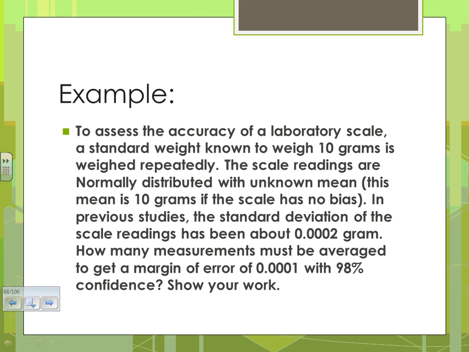Okay, to assess the accuracy of a laboratory scale, a standard weight known to weigh 10 grams is weighed repeatedly. The scale readings are normally distributed with an unknown mean. This mean is 10 grams if the scale has no bias. In previous studies, the standard deviation has been about 0.002 grams. How many measurements must be averaged to get a margin of error of 0.0001 with 98% confidence? Show your work. So see if you can do this one, and then once you've worked it out, unpause and see if you get the right answer.